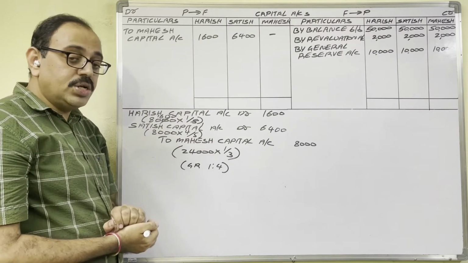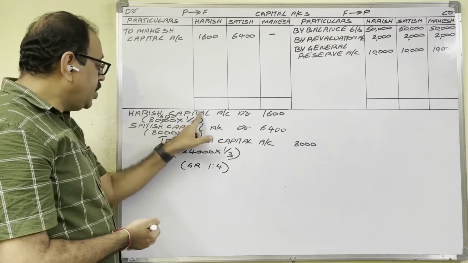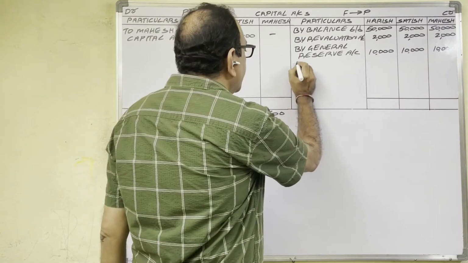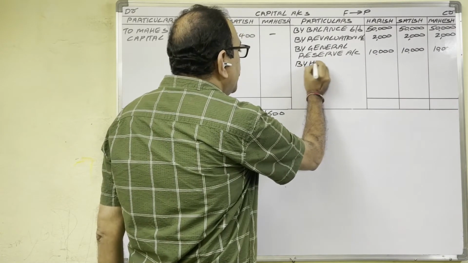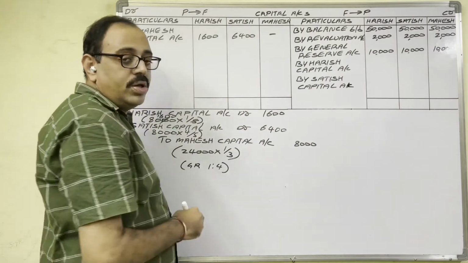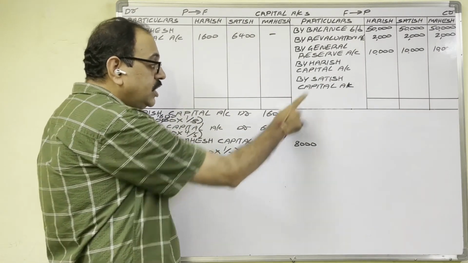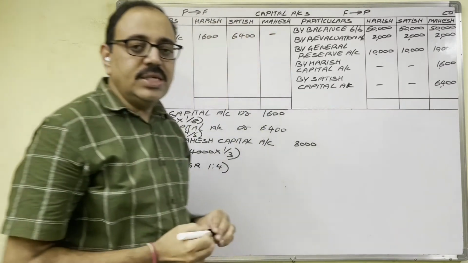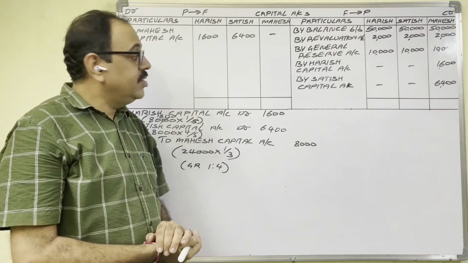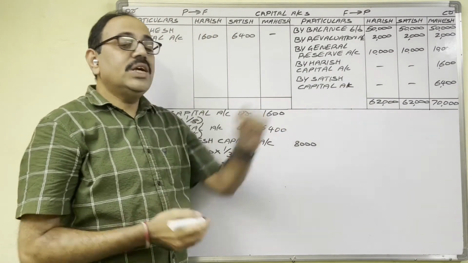What to write in the particulars column? On the other side, the debited accounts' names. We debited two accounts, no? Harish capital, Satish capital. Both you have to write here: By Harish capital account, by Satish capital account. In whose column? In Mahesh capital account we are posting now. So these two amounts in the Mahesh column. So everything is completed. Finally, find out the balance carried down. First, credit side totals: 62,000, 62,000, 70,000.